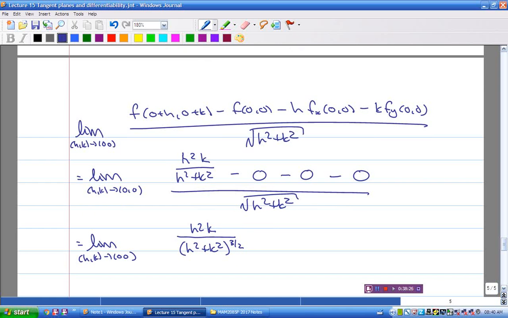Now I look at that thing and I go, okay, I want to work out the limit of that thing. How am I going to work out the limit of that thing? And we think, oh my goodness, I don't know what to do. How do I work out the limit of that thing?